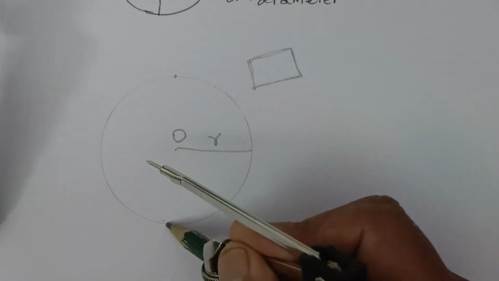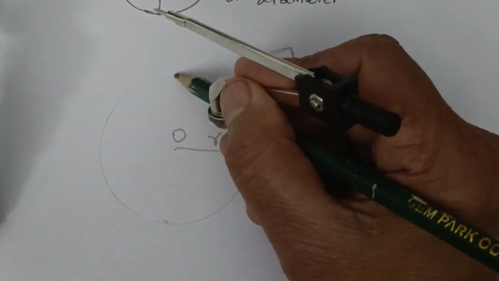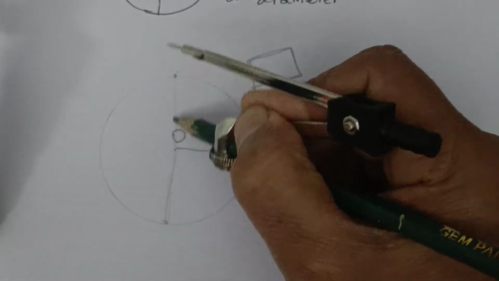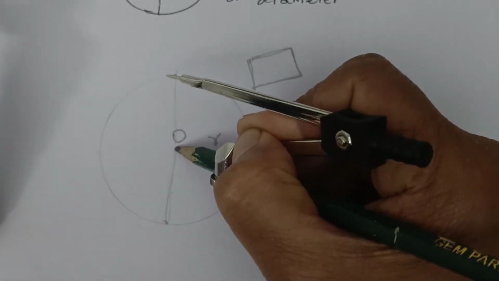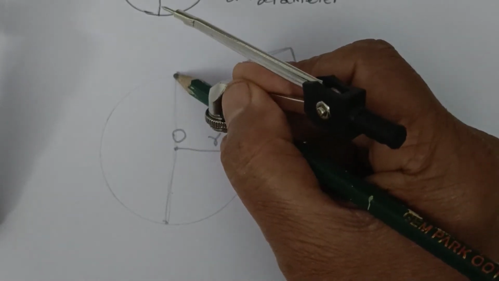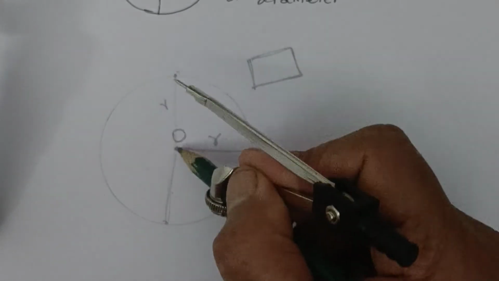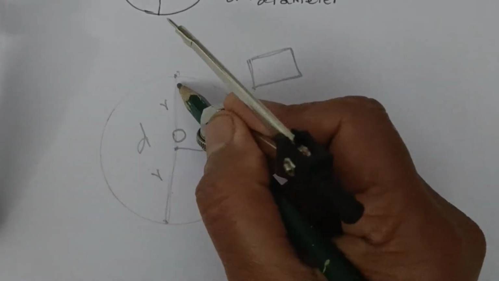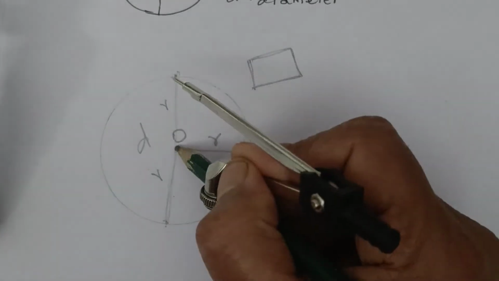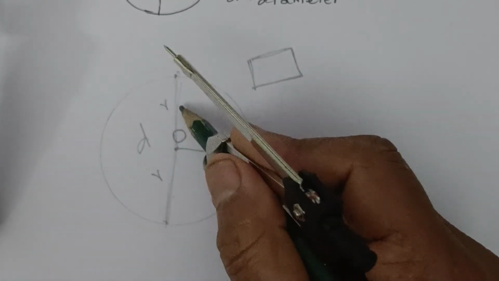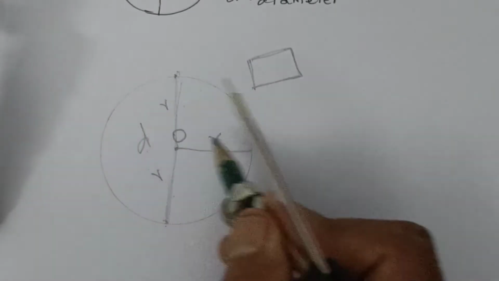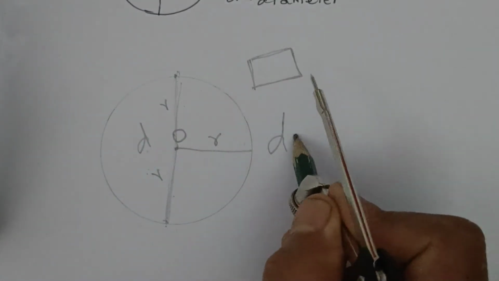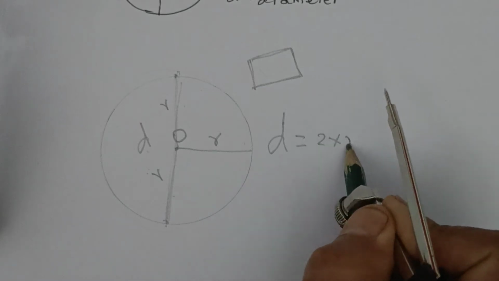And when you join any 2 points at the circumference, and if that line passes through the center, it should pass through the center. Then from O, this is the center, the fixed point, and this distance is called the radius, and this is also another radius. So this full distance is called the diameter D. So you see children, in one diameter, how many radii we have? Here 1, 2 radii. So that is the relationship between the diameter and the radius. Diameter is equal to 2 into radius.